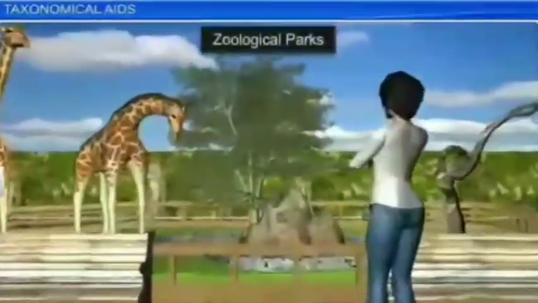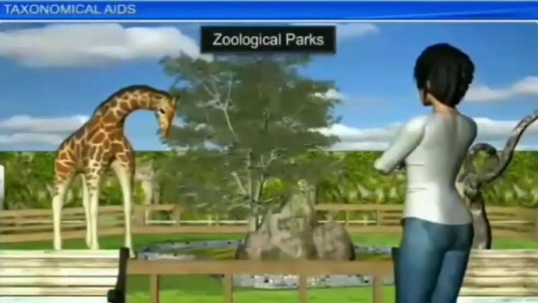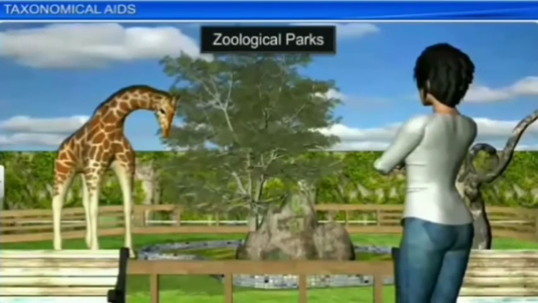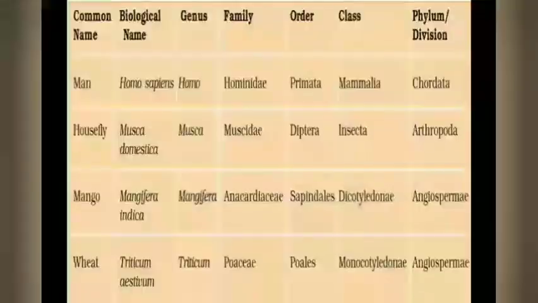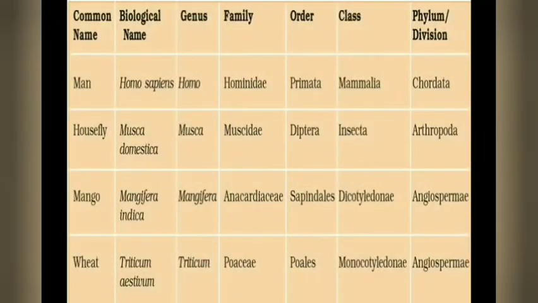Zoological parks or zoos also help in taxonomical studies. These places house wild animals in protected environments similar to their natural habitats under human supervision. An animal's food habits and behavior can be studied here. Here are organisms with their taxonomic categories. This indicates the taxonomic categories to which some common organisms like housefly, man, mango, and wheat belong.